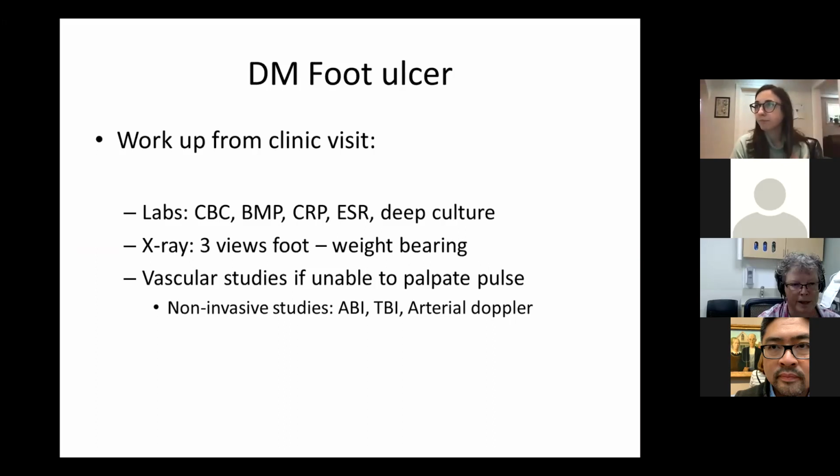There are some ways to go about gathering some of that information. The labs that you would want to know about: you're going to want to know your white count, so your CBC. You're going to want either a BMP or CMP, depending on the other comorbidities. You're going to want to know some of your inflammatory markers, and you would like to take a deep culture, particularly if you could get deep tissue. And on neuropathic patients, it's a little easier to do than someone that has intact sensation.